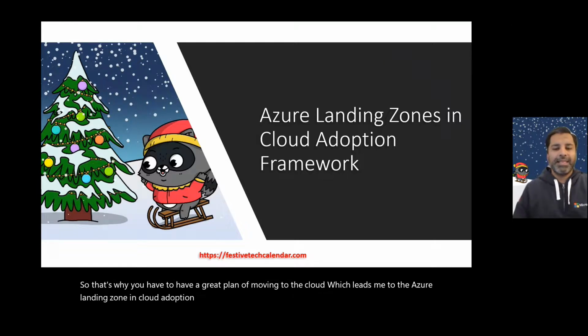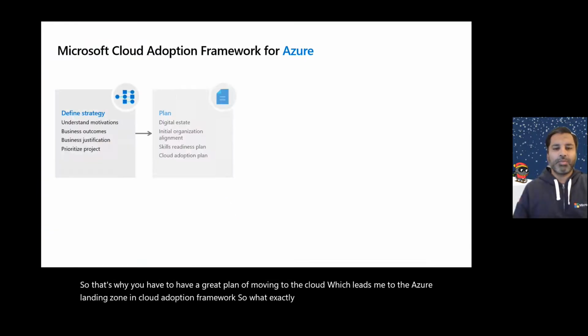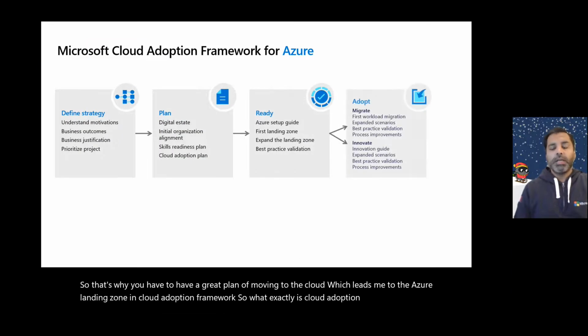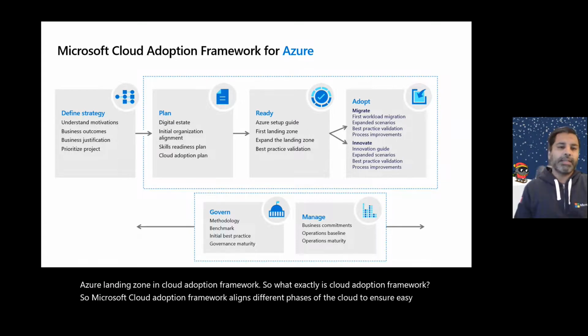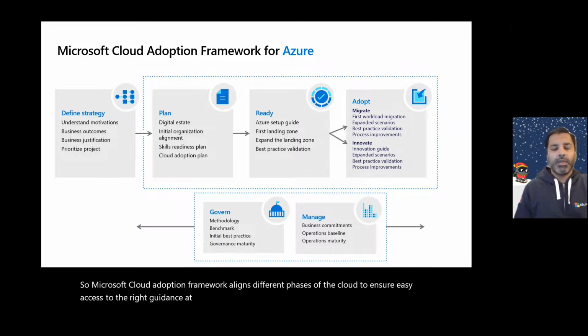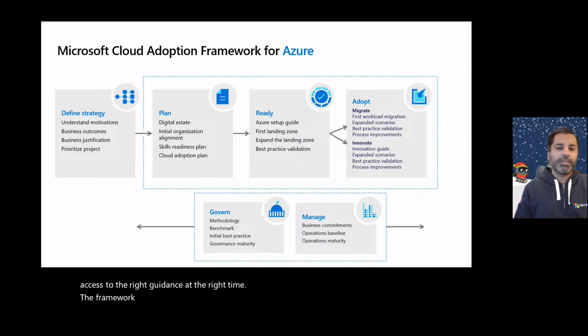So what exactly is the Cloud Adoption Framework? The Microsoft Cloud Adoption Framework aligns different phases of the cloud to ensure easy access to the right guidance at the right time. The framework consists of multiple phases or pillars, if you will. There are 5 of them. So the first one is strategy.